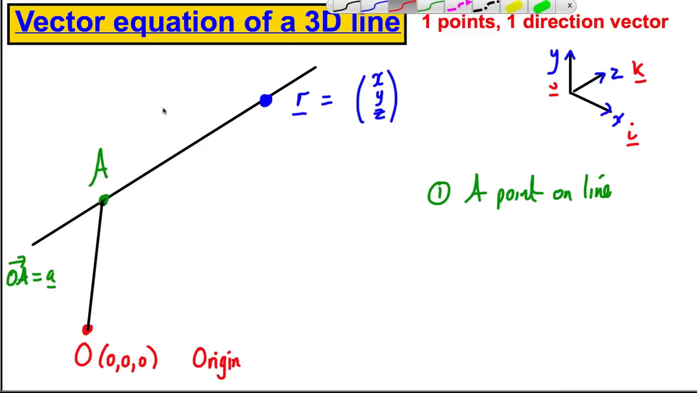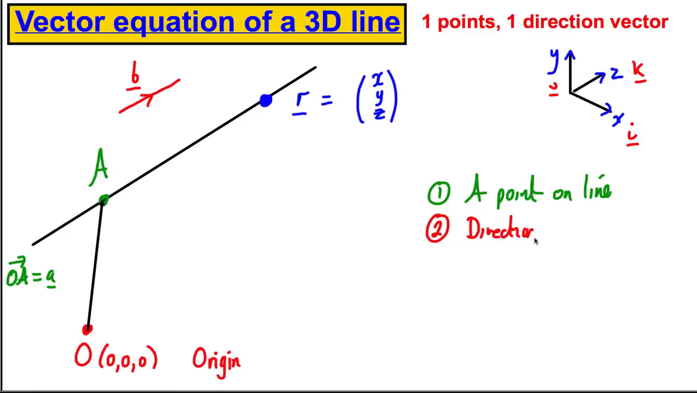Now suppose also we knew the direction the line was going in. Okay, so the line was going in direction B, let's say. So vector B gets us there. So secondly, we know the direction of the line. Okay, how could we get to this point here?